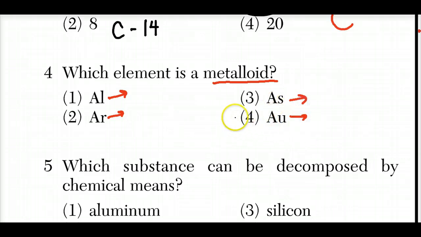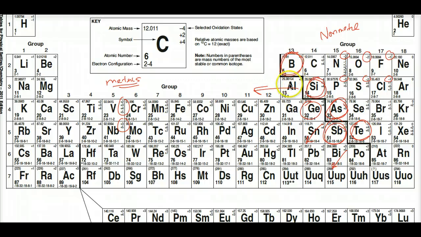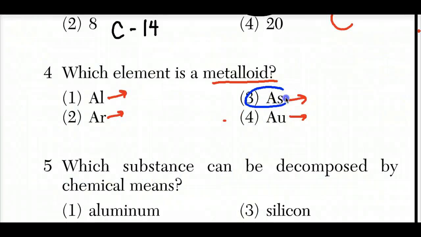Which one of these is on that staircase, separating the metals and nonmetals? Let's go see. So aluminum, although close to the staircase, is not a metalloid, okay? So that is not going to be the answer. Gold is also to the left of that staircase, not going to be a metalloid. And argon is also a noble gas, not going to be considered a metalloid. And of course, arsenic, As, that's the choice you want to pick. So arsenic, choice 3, that's your metalloid.